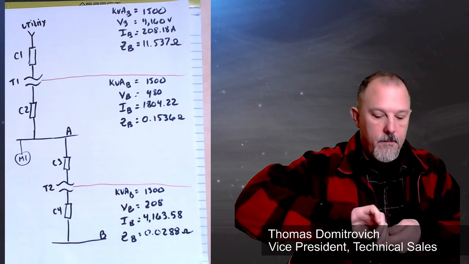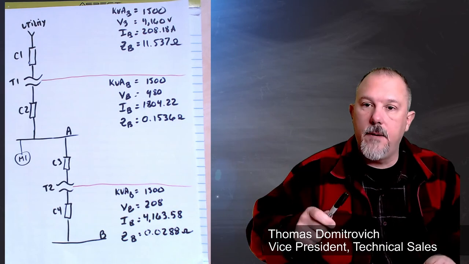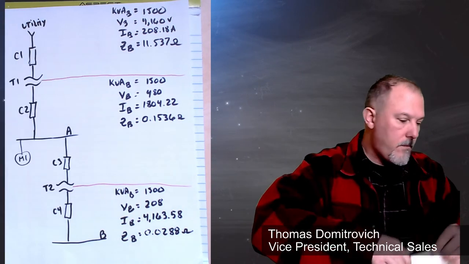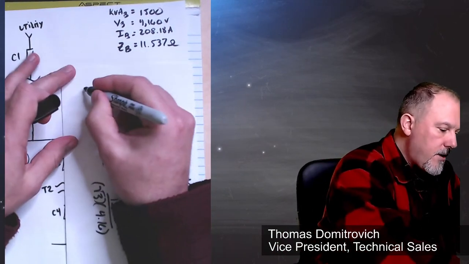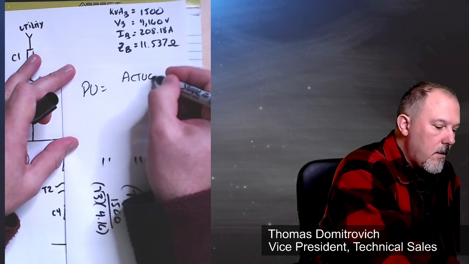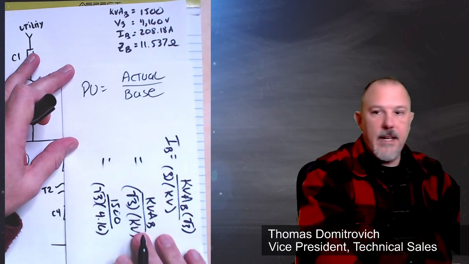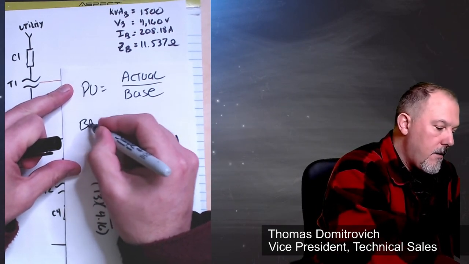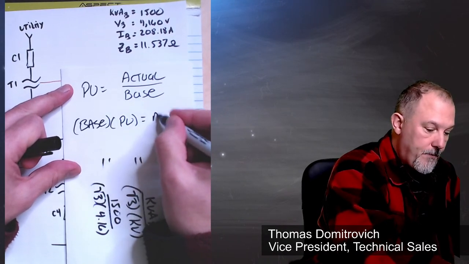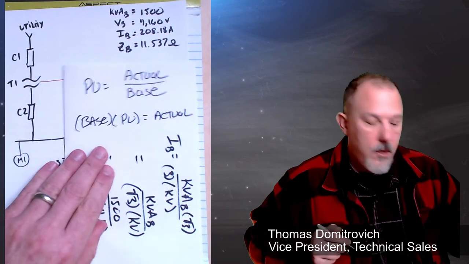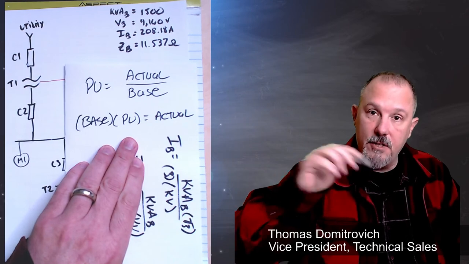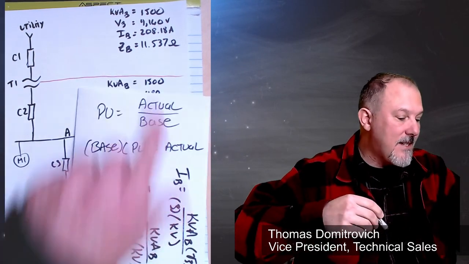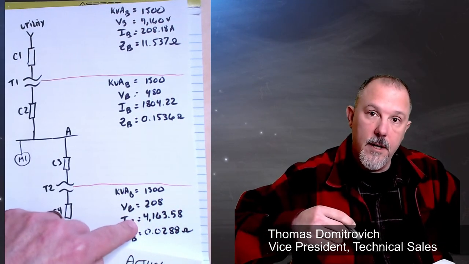Those are some critical numbers. Why? I'm going to be using I-base, and whenever I calculate my per unit current, remember that per unit equals actual over base, right? So if I want to find actual, base times per unit equals actual, right? So eventually I'm going to calculate a per unit value of current. I'm going to multiply that by my base currents that I've calculated in each of these zones, and that's going to give me my actual.